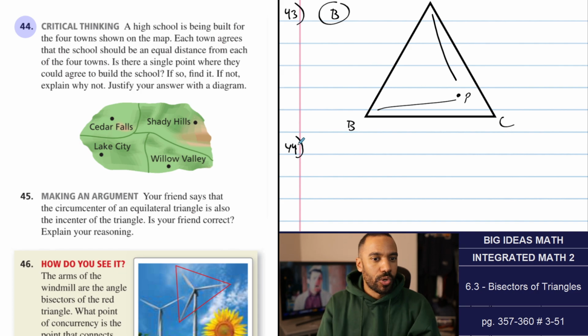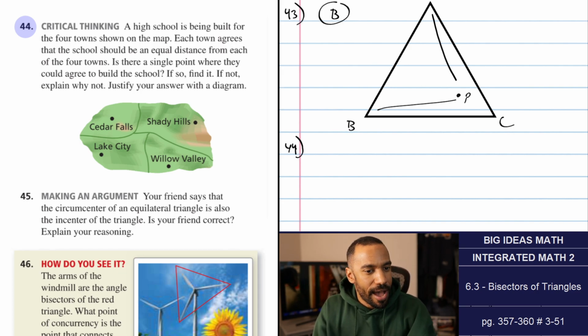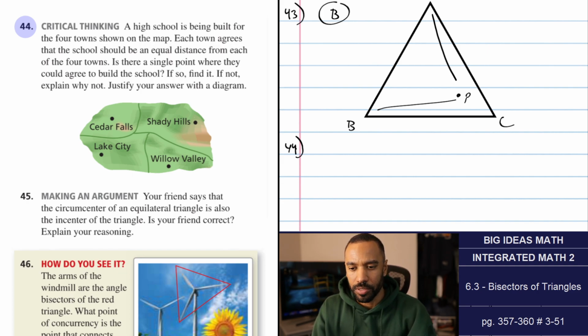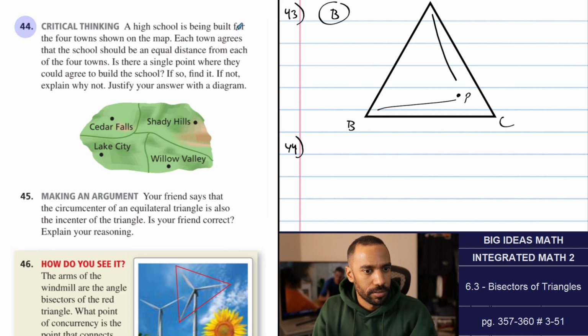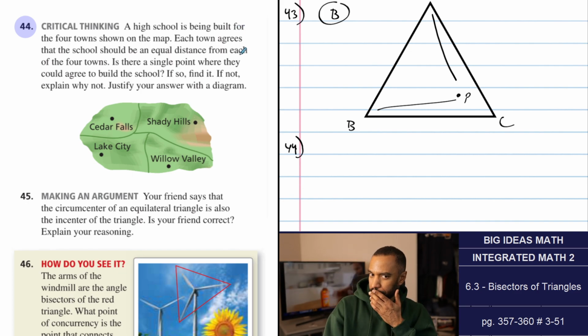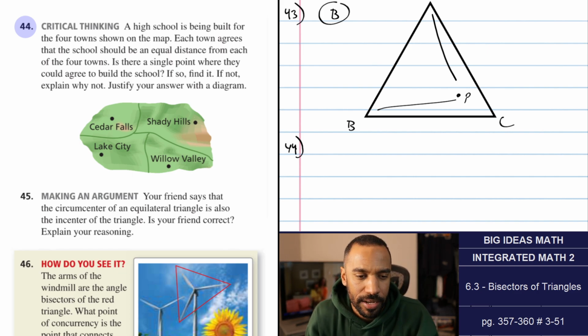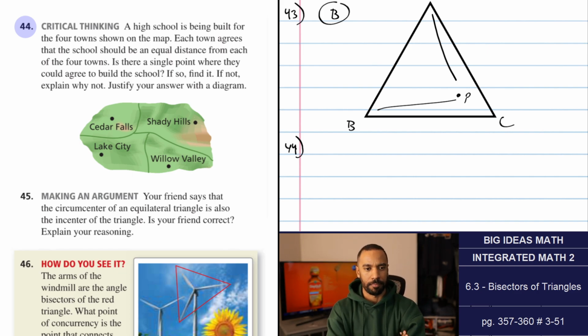Critical thinking. A high school is being built for the 4 towns shown on the map. Shady Hills. Each town agrees that the school should be an equal distance from each of the 4 towns. Is there a single point where they could agree to build the school? If so, find it. If not, explain why not. Justify your answer with a diagram.